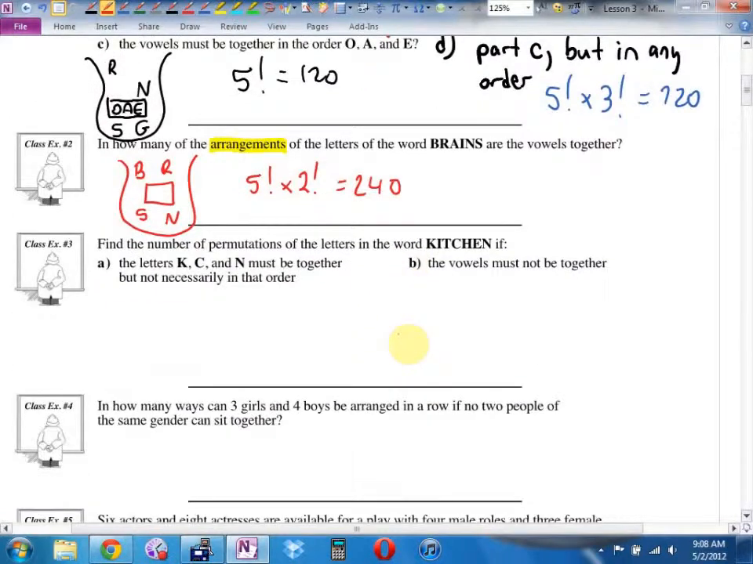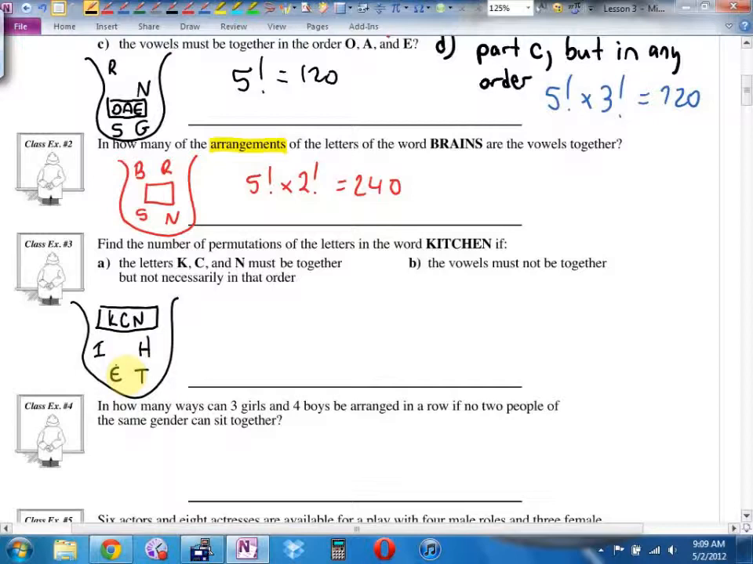Example 3, A. The letters kitchen, are all the letters different in the word kitchen? Yeah, okay. The K, C, and the N must be together, but not necessarily in that order. Okay, let's draw my little picture here. So we have this weird tile. Oh, heck, I will put a K, C, N, but I'm going to remember that I can shuffle it around. And what else do I have? An I, a T, an H, and an E.